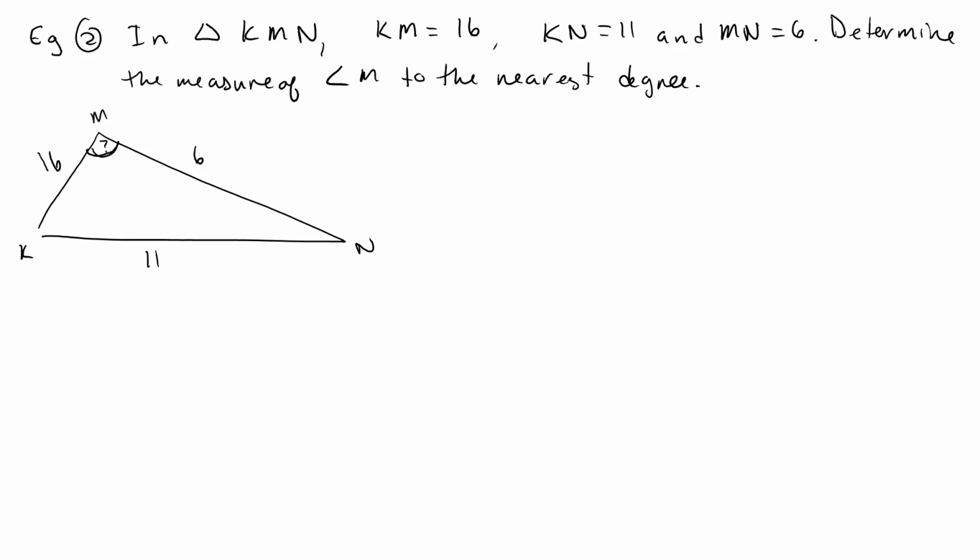So first things first, let's give the little letters to the sides. The side that's opposite K is going to be little k, little n, and little m. So we're finding out M, so that means we're going to have m as our ending bit. So we start out with m squared equals the other two, so n squared plus k squared, minus 2n times k times cos m.